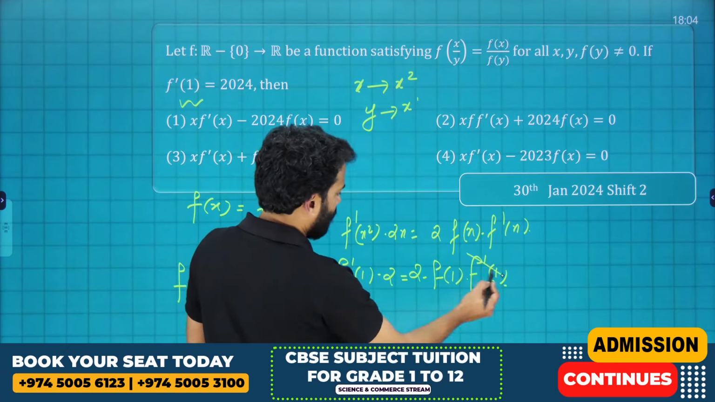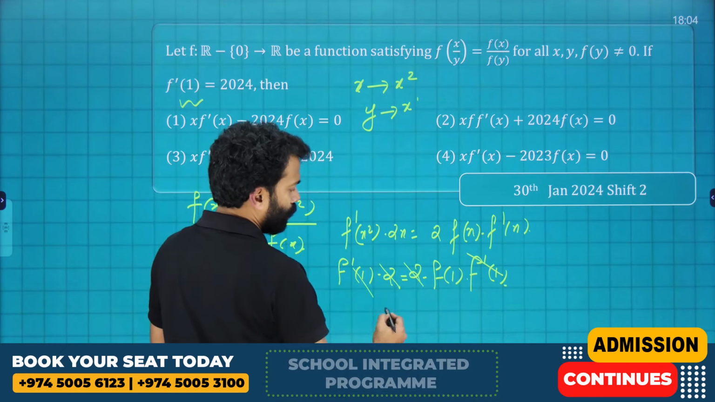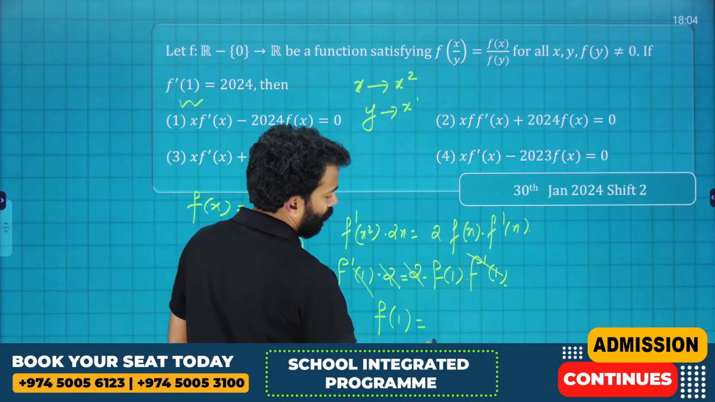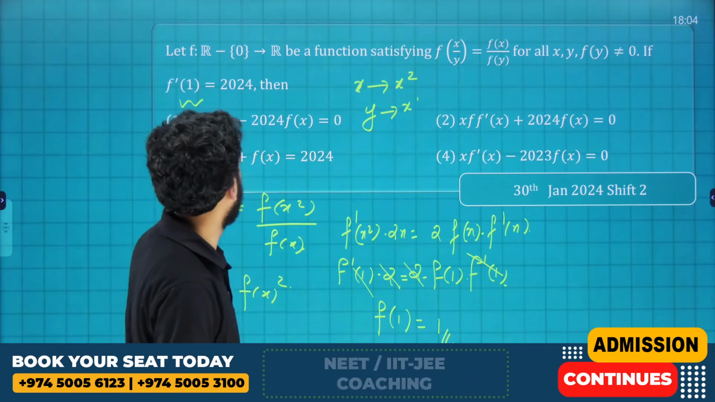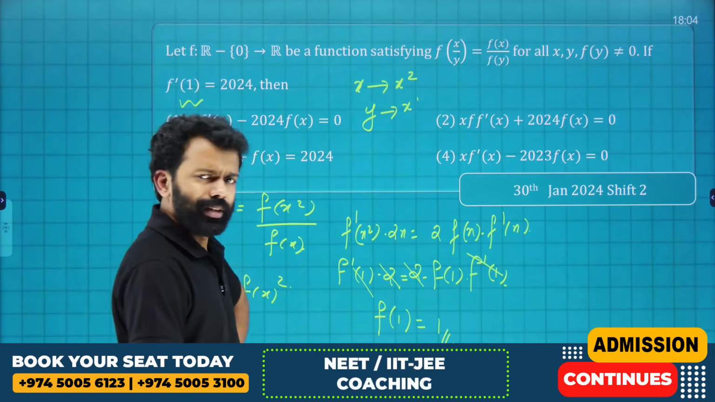Okay, cancel this and this and this also. So what will be f of 1? F of 1 is equal to 1. Okay, what is f of 1? That is equal to 1. Yeah, I think that's it.